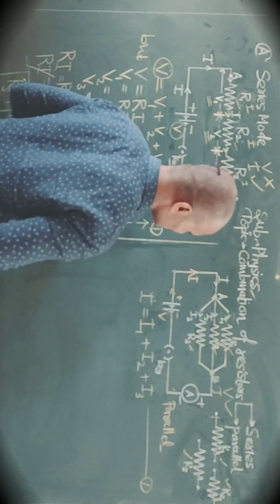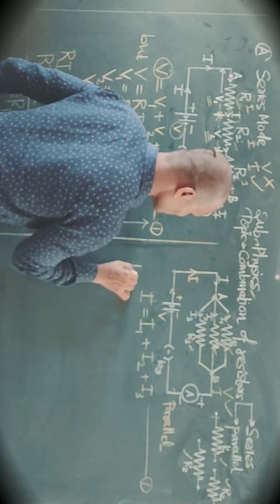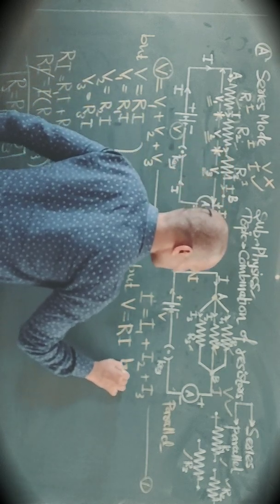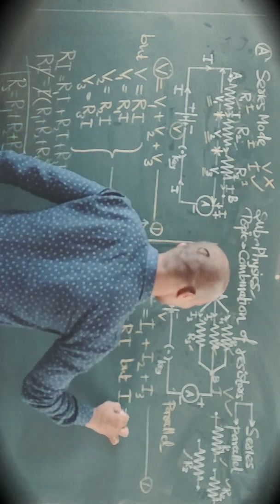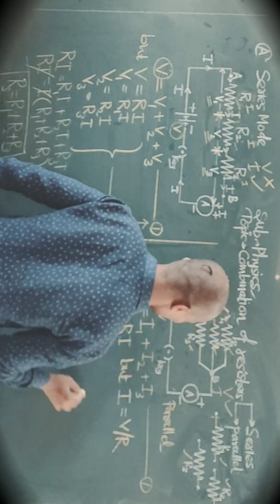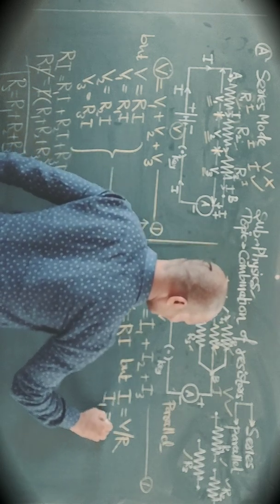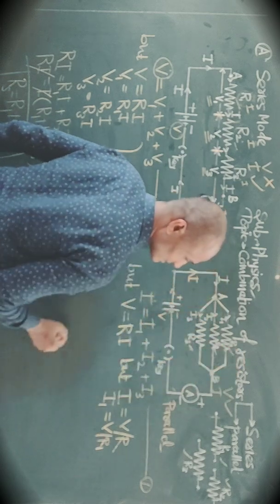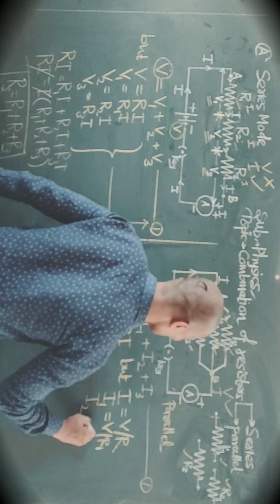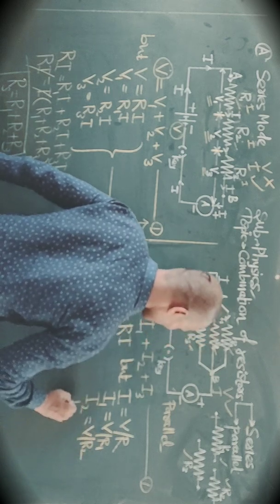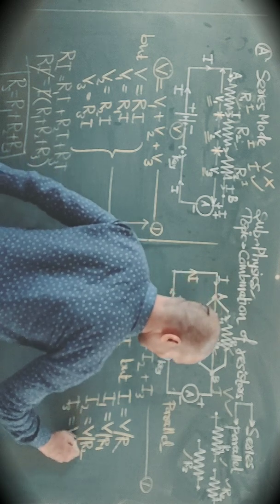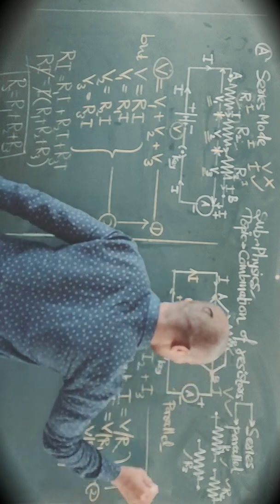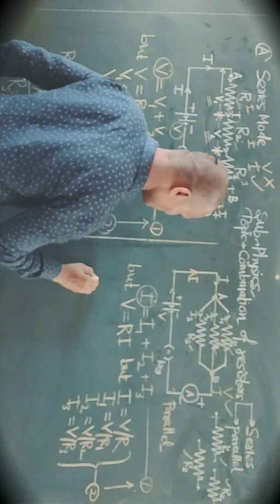After this, what can we write? By Ohm's law, we know V is equal to RI, but from this we can have I will be V upon R. Similarly, I1 will be V upon R1. Why not V1? Because V across each resistor is the same. Similarly, I2 will be V by R2, I3 should be V upon R3. This as number 2.